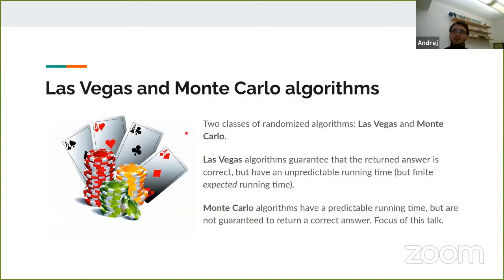run infinitely long. Monte Carlo algorithms, on the other hand, have a predictable running time, but they have a non-zero probability of returning an incorrect answer. In this talk, our focus is on Monte Carlo algorithms.